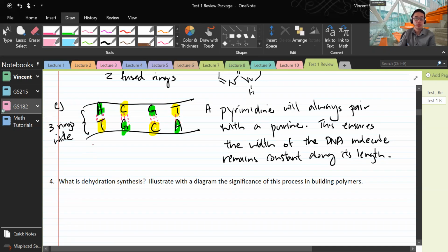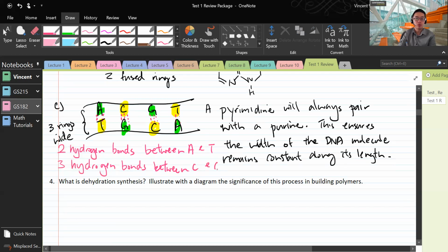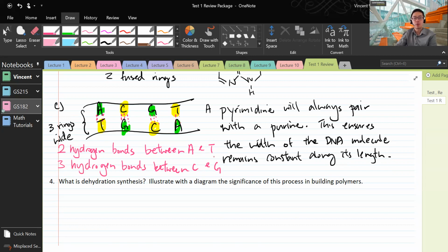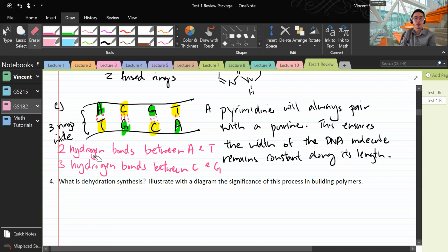Okay. So 2 hydrogen bonds between A and T, 3 hydrogen bonds between C and G. So if you have a strand that has a lot of A's and T's, it's easier to pull them apart because there are fewer interactions between them, compared to something that has a lot of C's and G's.